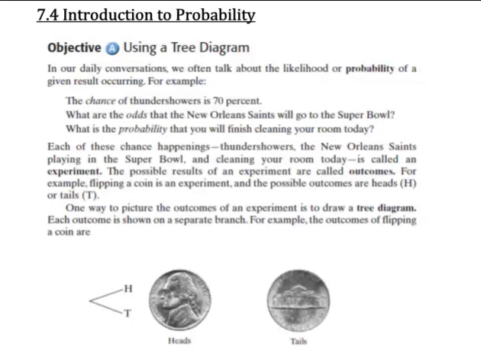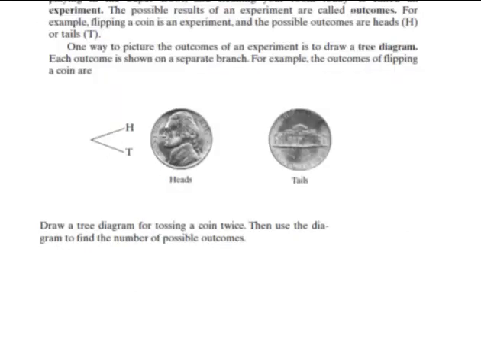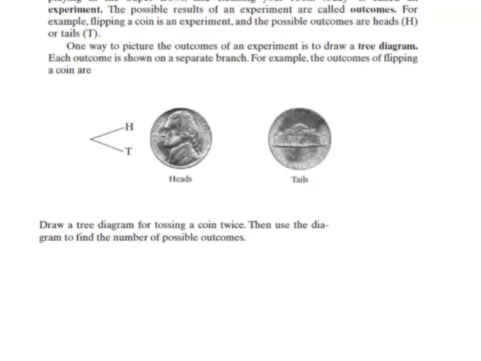And it says one way to picture the outcomes of an experiment is to draw a tree diagram. Each outcome is shown on a separate branch. For example, the outcomes of flipping a coin are either heads or tails. Okay, so let me scroll down a little bit. Okay, so we're going to draw a tree diagram for tossing a coin twice. Then we're going to use the diagram to find the number of possible outcomes.